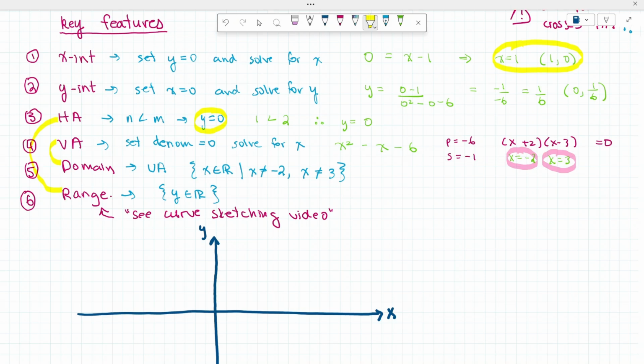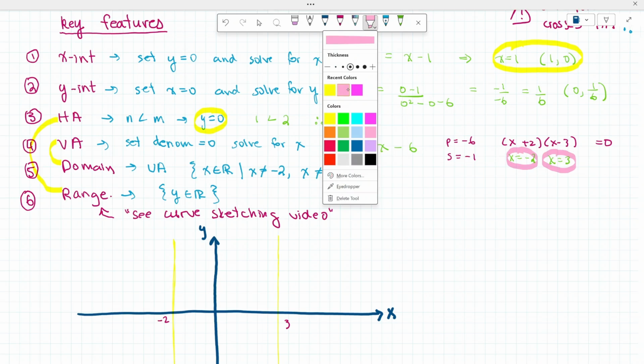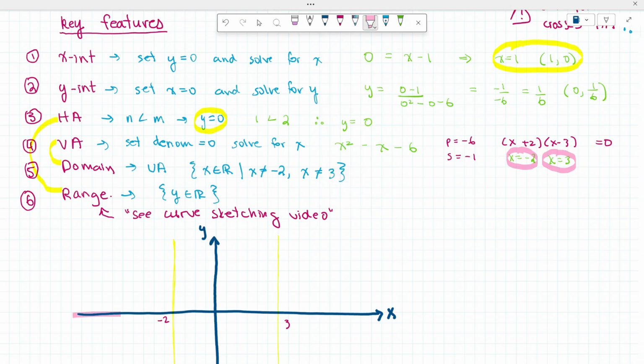Remember, this again is a rough sketch. We're going to have one vertical asymptote at -2. So let's call this line over here in yellow -2. And then we also have another vertical asymptote at 3. So 1, 2, 3, somewhere over here. And then we have a horizontal asymptote at y equals 0, which is right over there.